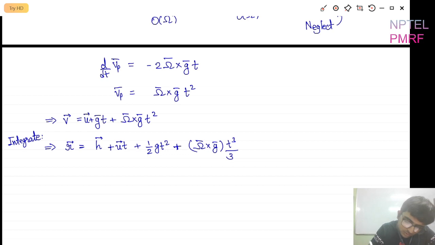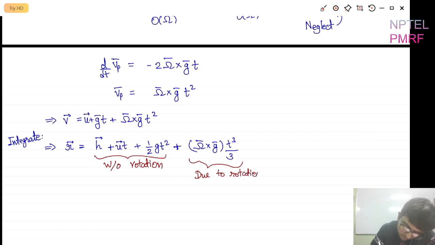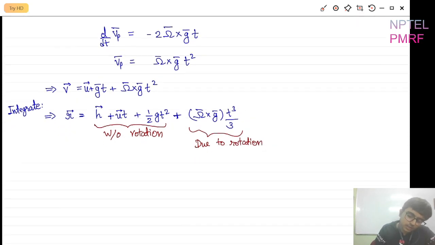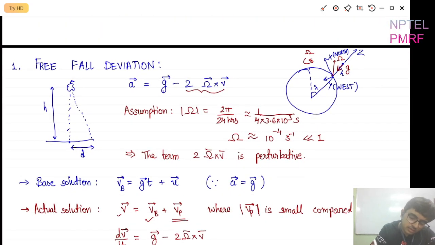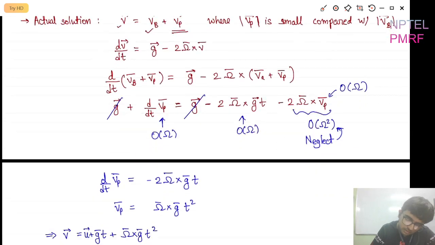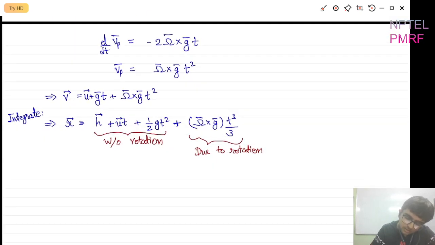And so you can immediately see this was without rotation, right? 11th standard, chapter 1, 3, 4. And this is due to rotation. Okay, so now we need to go to these coordinates. Let me just paste this picture there.